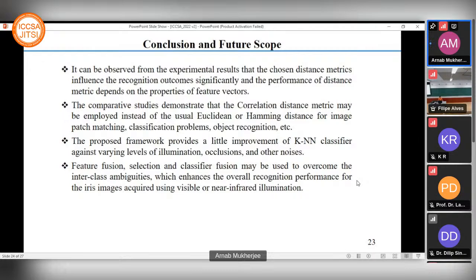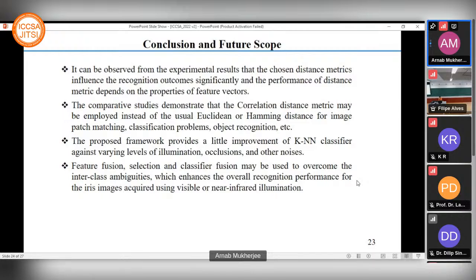It can be observed from the experimental result that the chosen distance metric influences the recognition outcome significantly, and the performance of the distance metric depends on the properties of Fisher vectors. The comparative study demonstrated that the correlation distance metric may be employed instead of the most widely used Euclidean or Hamming distance for image patch matching classification problems and object recognition.